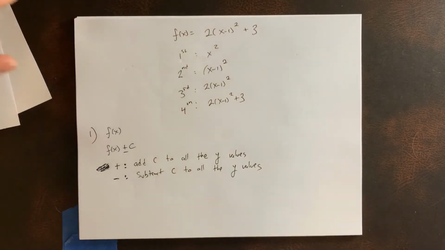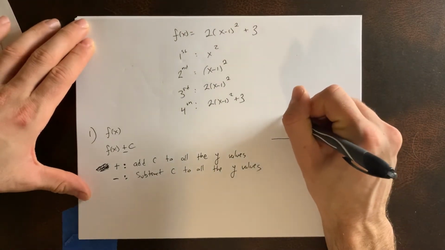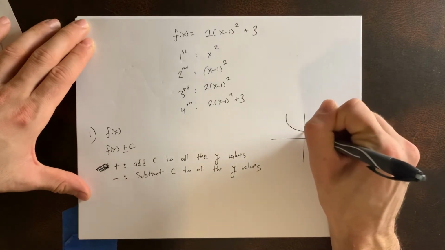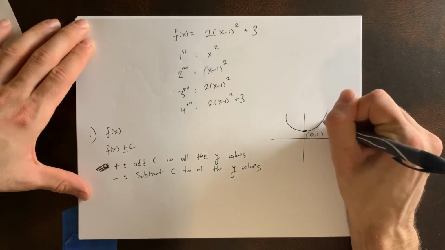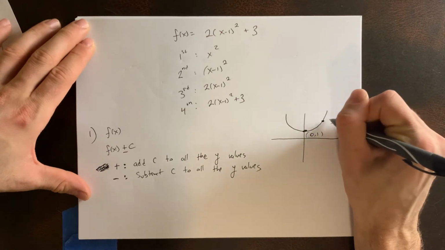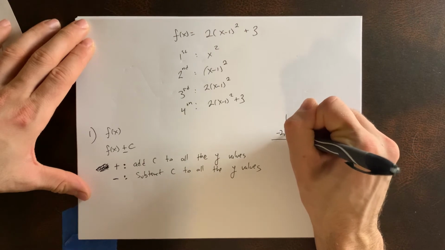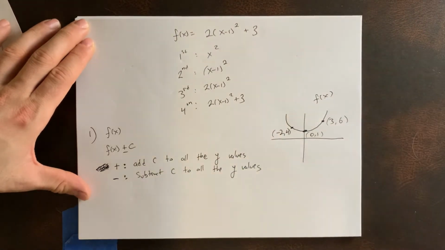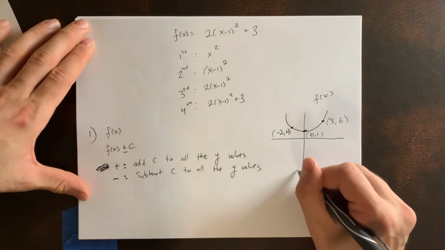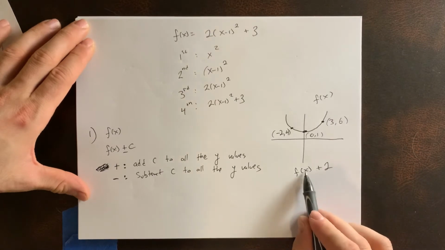So what do I mean by that? Let's say we just have this graph right here. Okay, let's put some points on this graph. Let's say this is the point (0, 1), this is the point (3, 6), and this is the point (-2, 4). Now let's call this graph f of x. Now let's say we want to graph f of x plus 2.